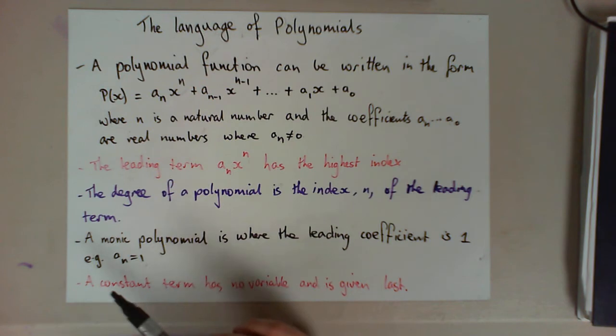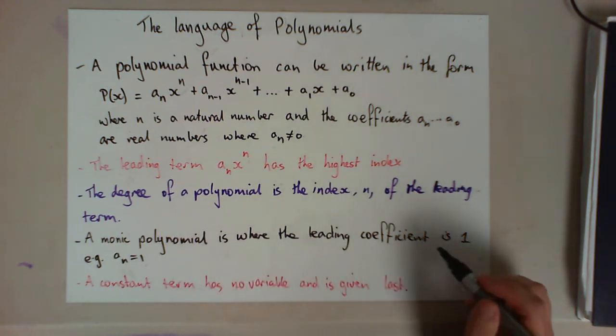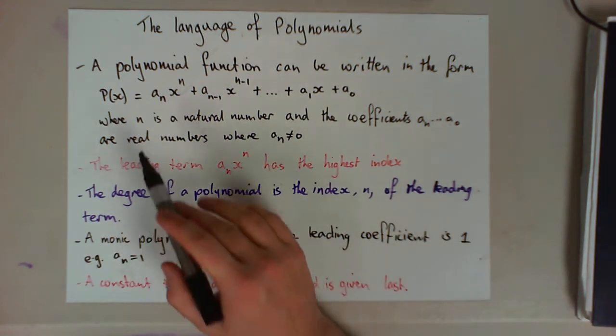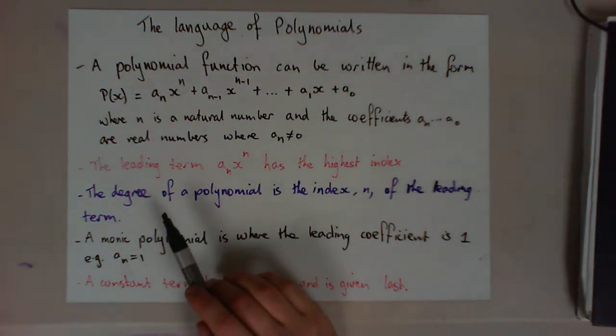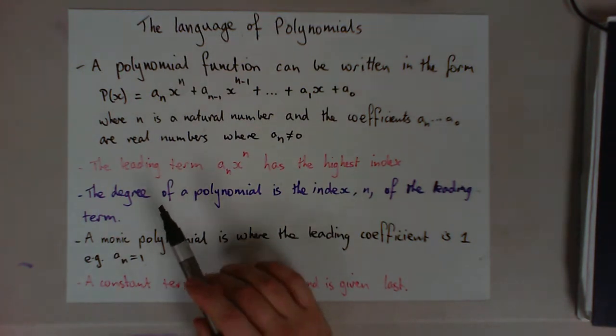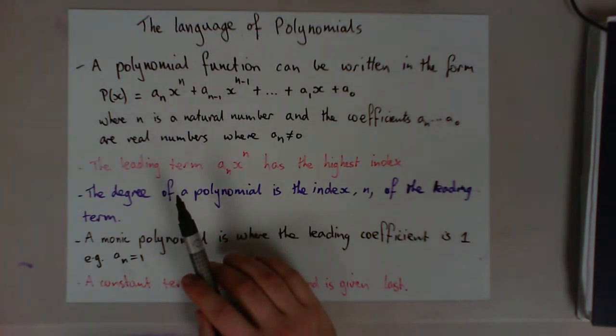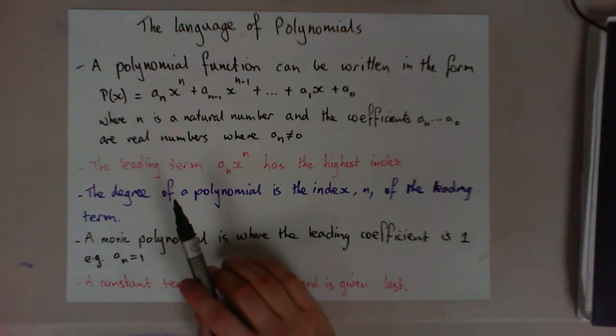A monic polynomial is where the leading coefficient is 1, so that's saying that this a_n value is 1. So if we have, say, x squared plus 3x plus 4, that's going to be monic because the x squared term is just x squared. It's not 4x squared, for example.